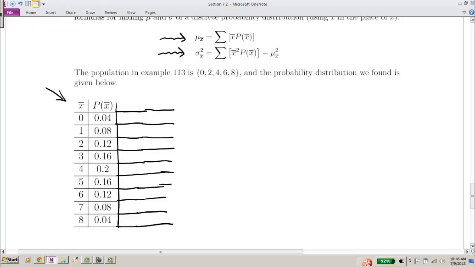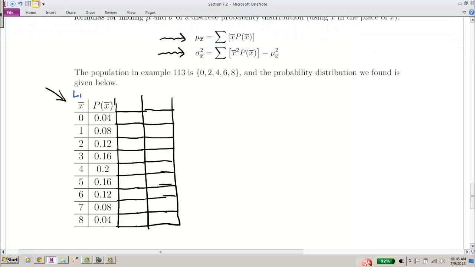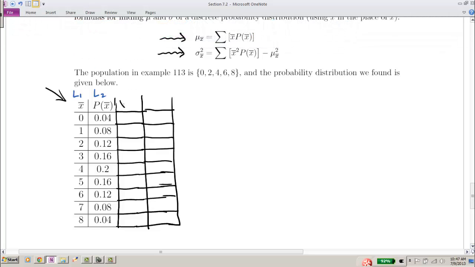So I'm just giving a little bit more space on this table to help organize the work here. Now I've already put the x bar values in L1 and the probability values in L2, and I'm going to have my calculator help me out with this. I'm going to have it put the x bar times P of x bar values in L3, and the x bar squared times P of x bar values in L4.